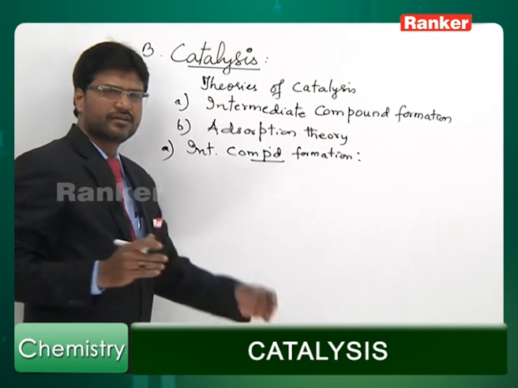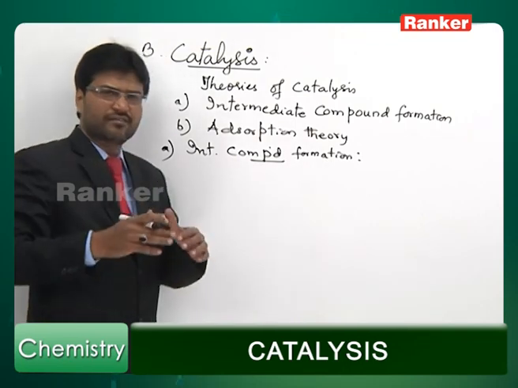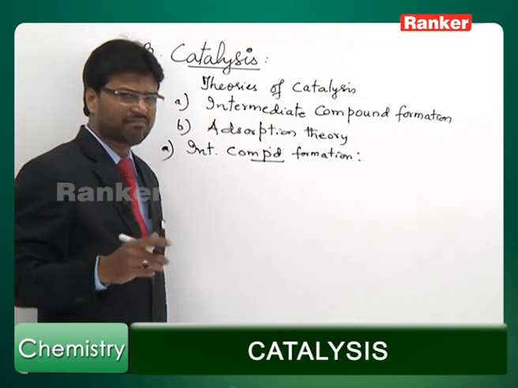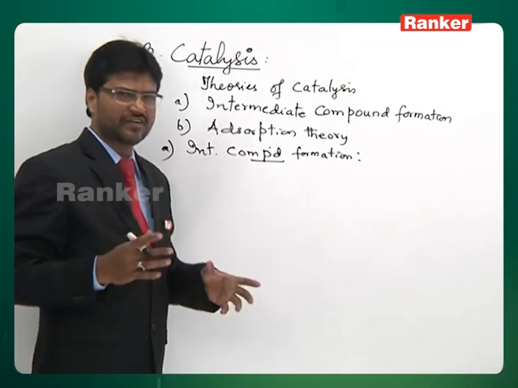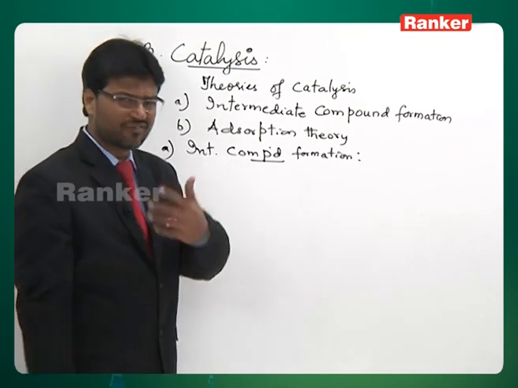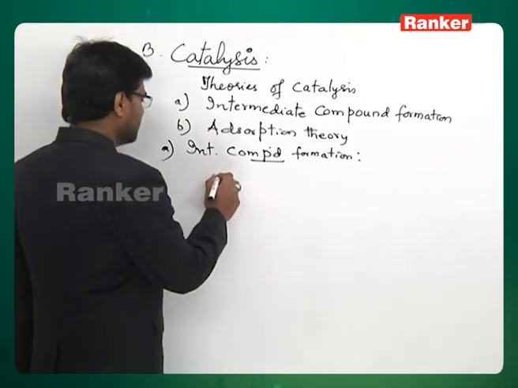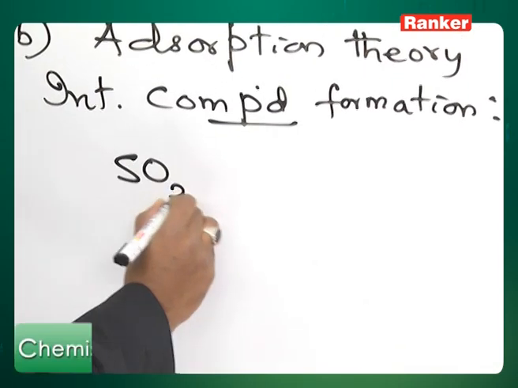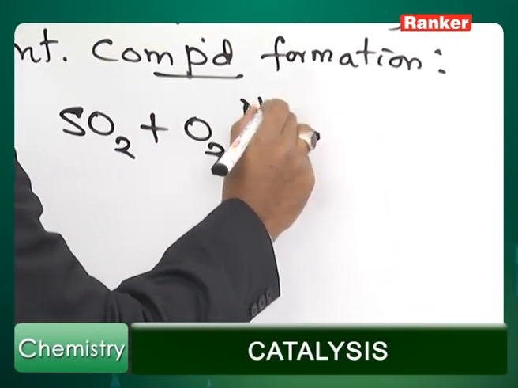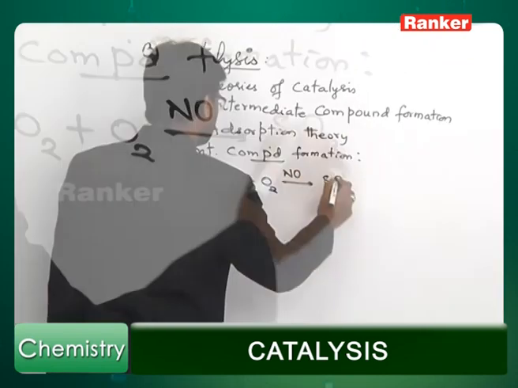In this theory, we say that one of the reactants reacts with catalyst to form an intermediate compound. This compound is an activated complex. This will react with another reactant to give product, and the catalyst is regenerated. Look at the example. Let's take the example of this. SO2 reacts with O2 in presence of NO and get SO3.